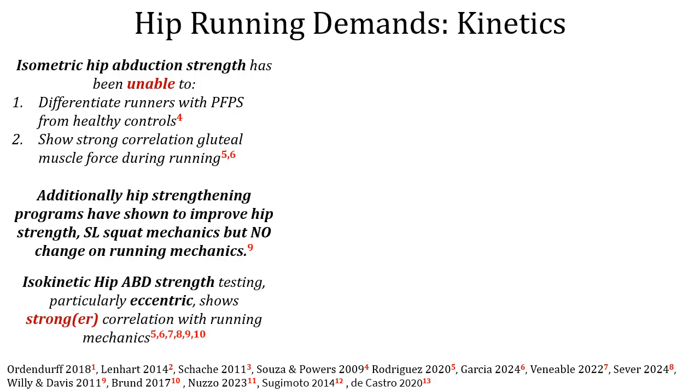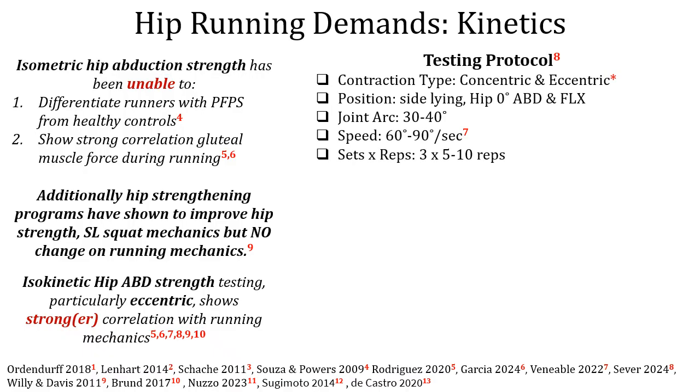gait mechanics? So isokinetic hip abduction strength testing, particularly eccentric, shows a stronger relationship with running mechanics. And so I would make the recommendation that that is how we should be considering looking at this. We can certainly test them isometrically for the rate of torque development, but if we want to really be sure that someone's mechanics are going to correlate with the muscle testing, it would be recommended that it be done eccentrically. So, same setup as you saw in the previous slide. The joint arc here is going to be 30 to 40 degrees. Speeds are going to be 60 to 90 degrees per second.